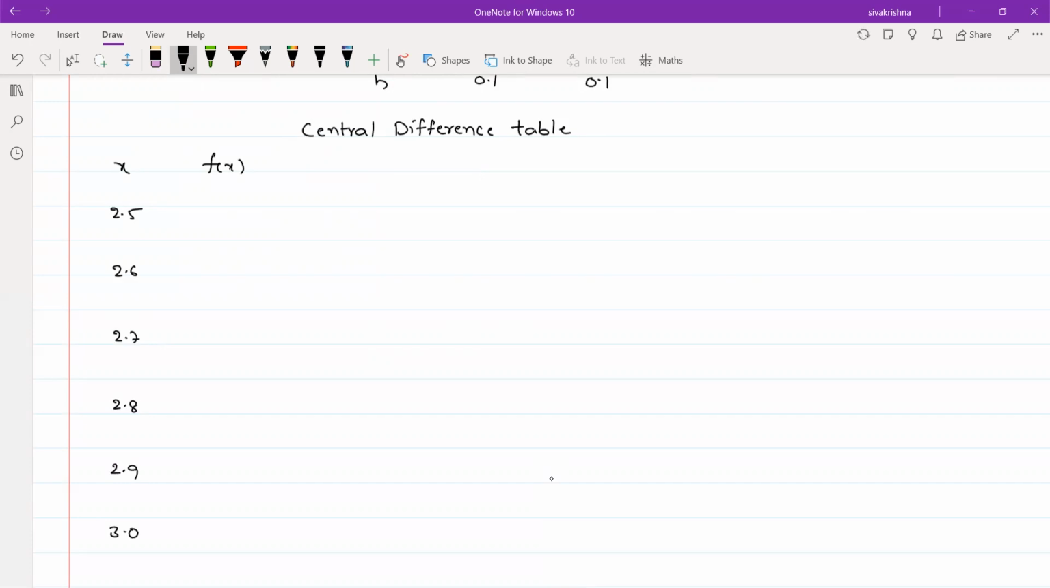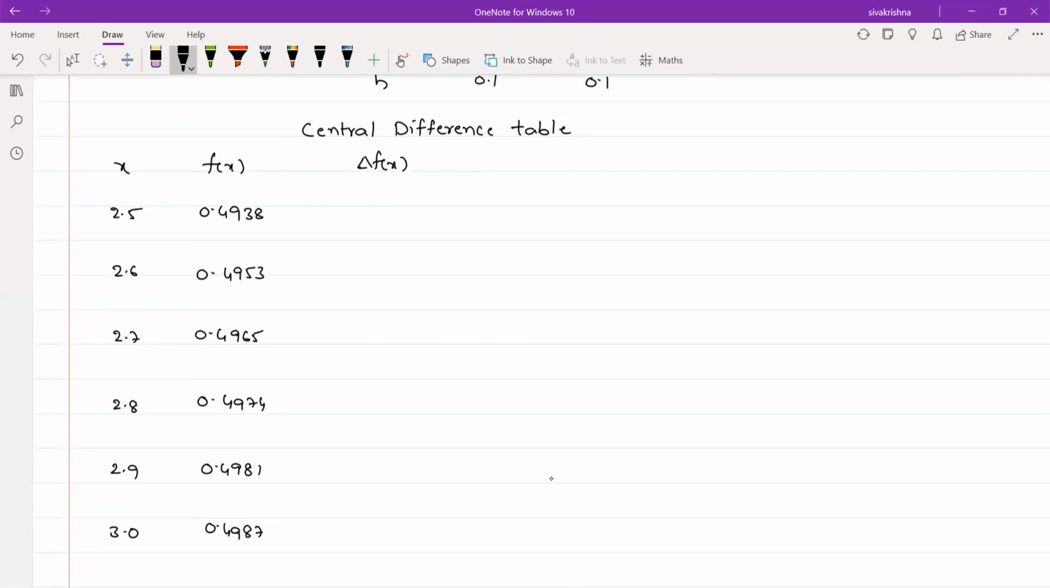So the corresponding f of x values are 0.4938, 0.4953, 0.4965, and 0.4974, 0.4981, and finally 0.4987. Okay, right. So now we have to find the first differences, that is delta f of x.